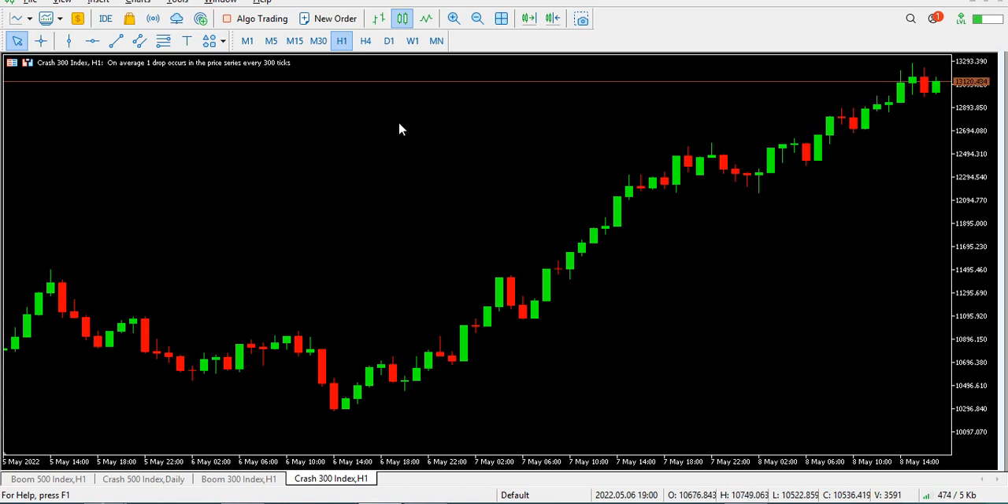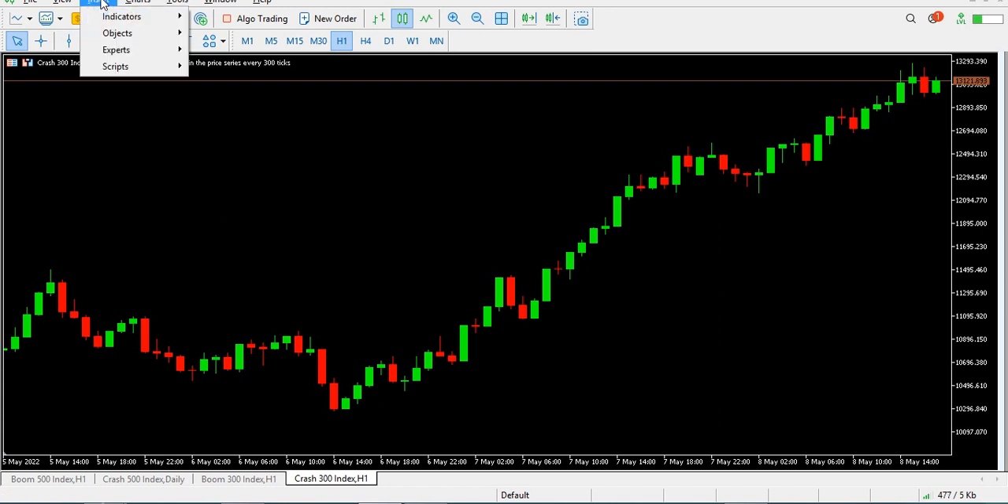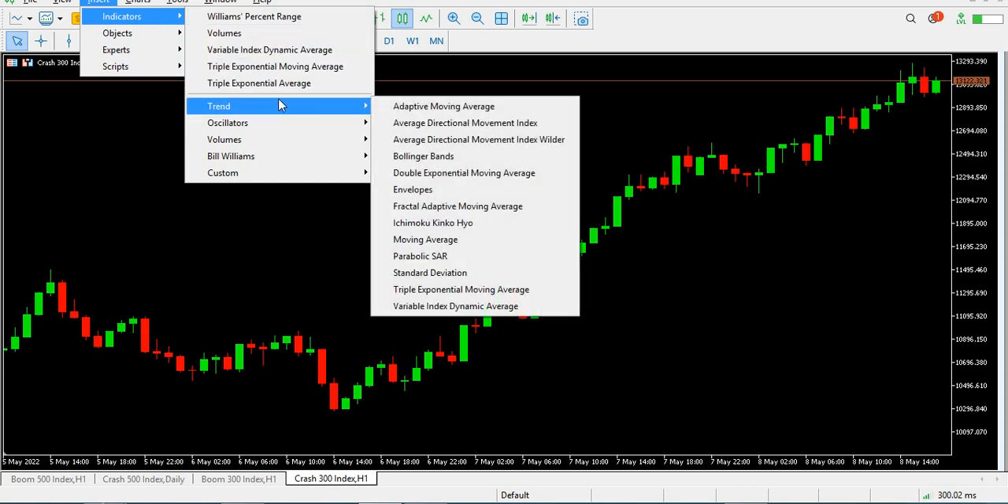And let's get started. Okay, I'm going to add indicators. It's quite different how you add indicators into this chart. On a mobile phone, you just click on the screen and click the F button, the plus. But here you click on insert. Once you click on insert, you click on indicators. Then you come down to trend.